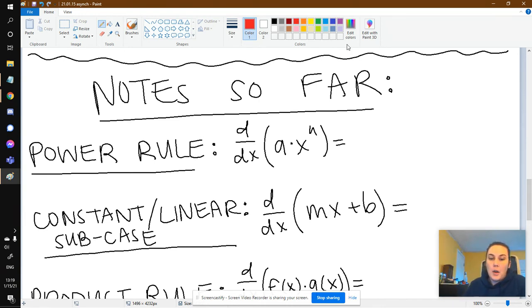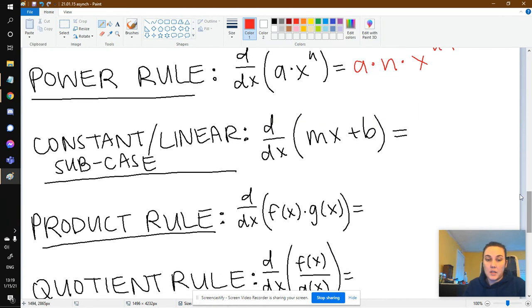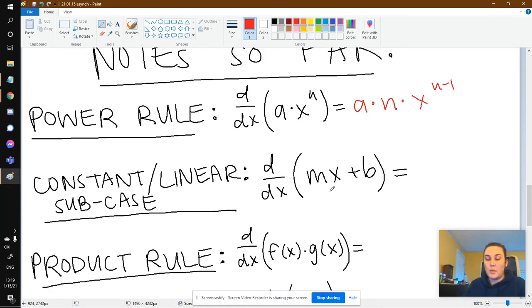So far we know the power rule. We've known that one for a while. The derivative of something that looks like a times x to the power of n is a times n x to the power of n minus 1. Bada bing. The constant and linear subcase of this is when we have mx plus b. The derivative is just m plus 0. So basically just m, right? It means the b goes to 0 and the mx goes to just m.